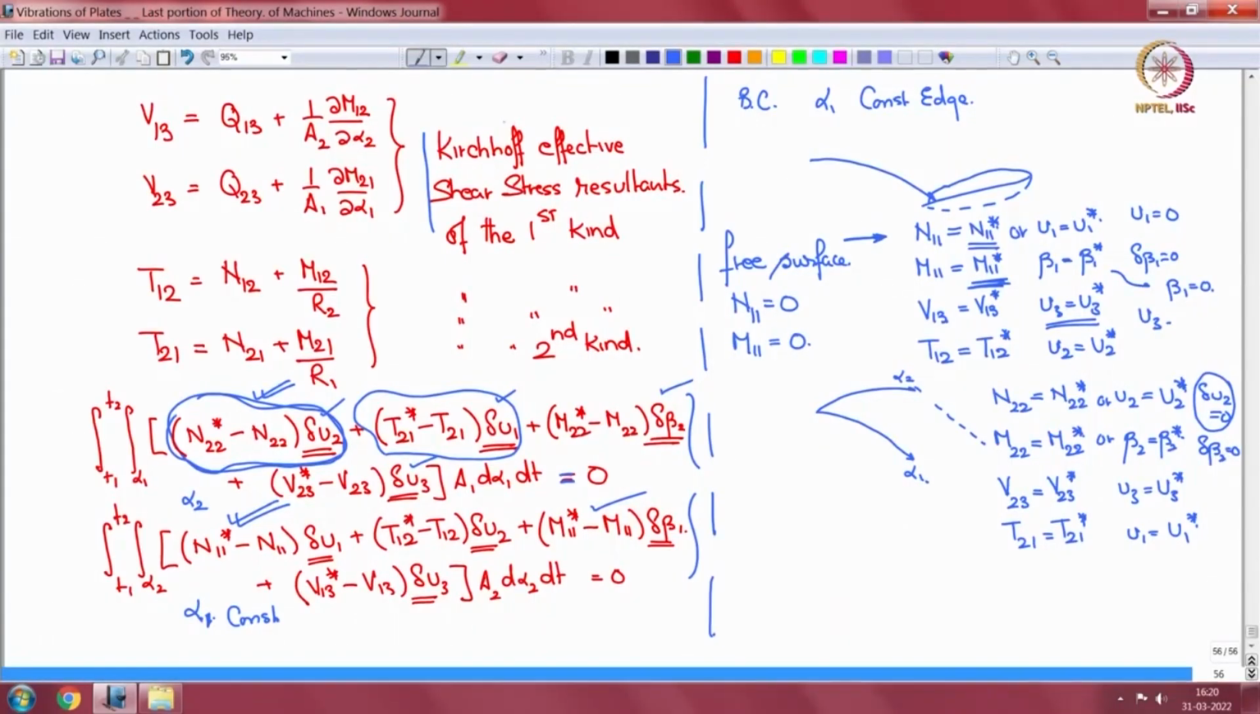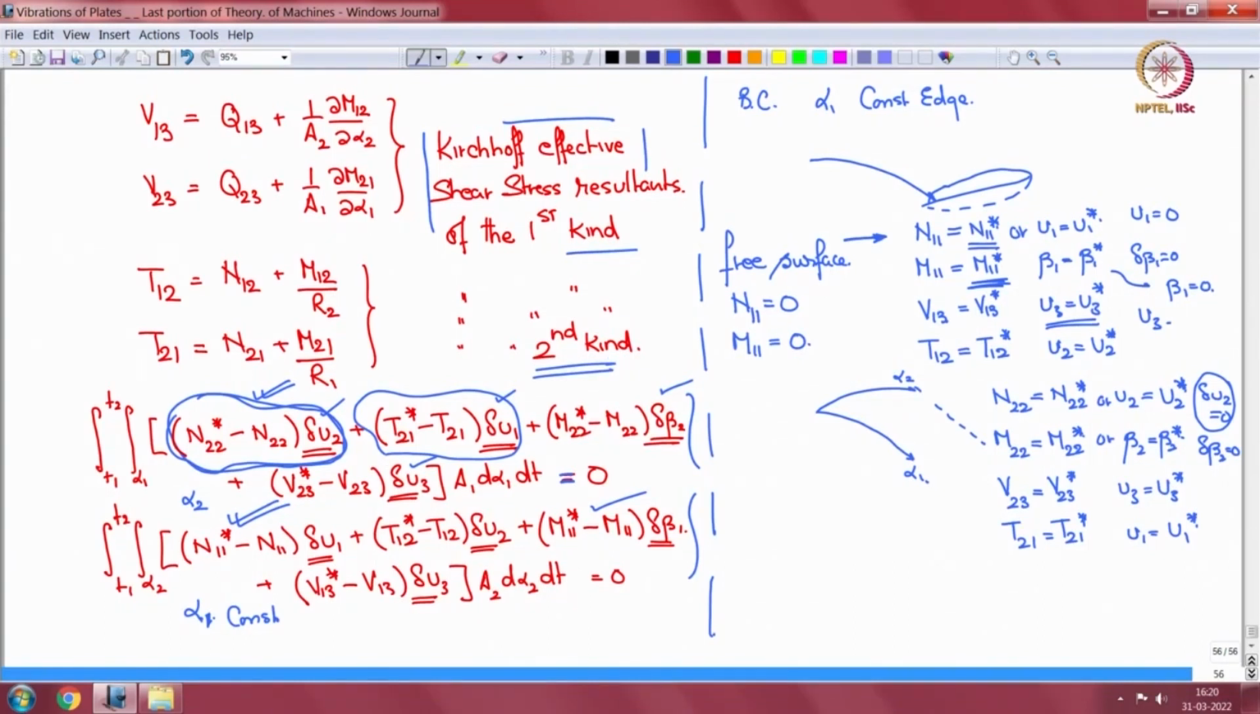Good morning and welcome to this next lecture on vibrations of plates and shells. In the last class we were looking at the boundary conditions and we came up with the Kirchhoff effective resultants of the first and second kind, and we were explaining the resulting boundary conditions.